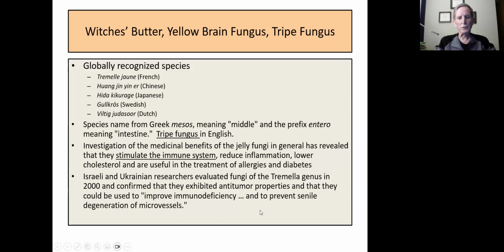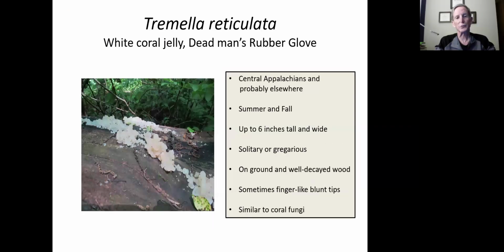So it's pretty universal. Again, here's some medicinal benefits. It stimulates the immune system. And here's some research from Israeli and Ukrainian researchers from the year 2000 that it had anti-tumor properties, and many fungi do. In fact, I don't know how many have not been tested for it, but for those that have been, they seem to have been successful.